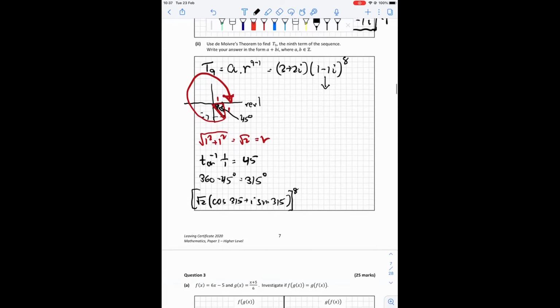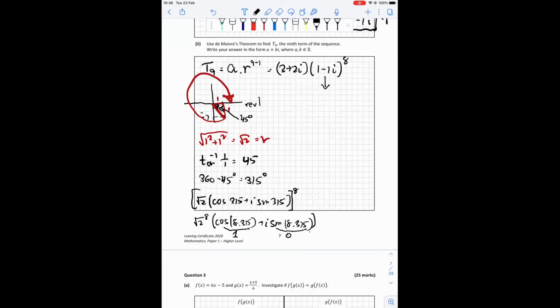Reminding you what De Moivre says. It says take the radius and raise it to the power of 8, and take each angle and multiply it by 8. Okay, so now you take your calculator, you calculate 8 times 315, and you calculate cos of that. That gives you 1. You do the same with sine of 8 times 315, and that gives you 0.